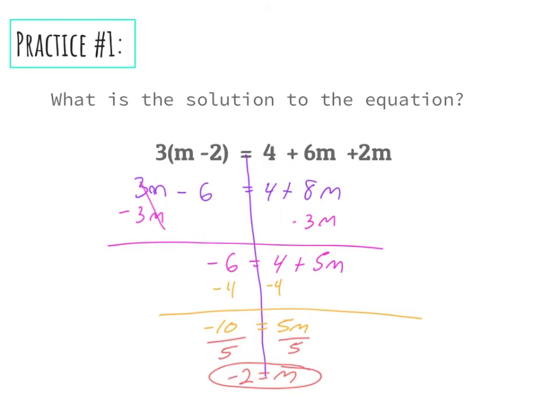How did you do? Were you able to get the same answer that I got? Hopefully you did, -2m. If you didn't, go ahead and take a look back through my work to figure out where you may have made your mistake. If you got it correct, great. And let's go on to practice problem number 2.